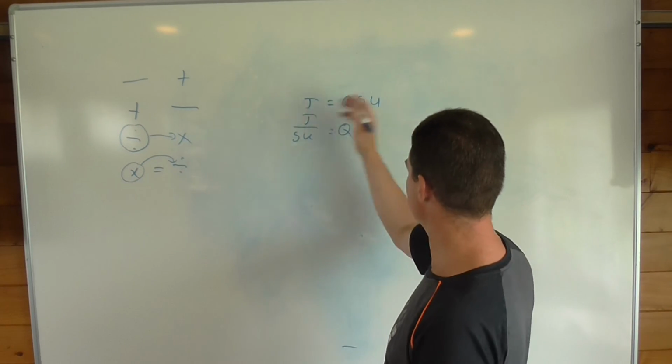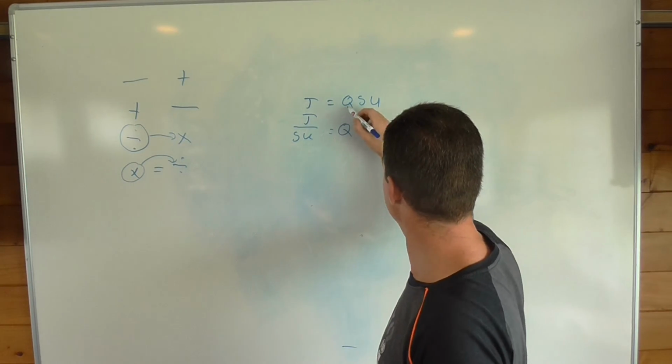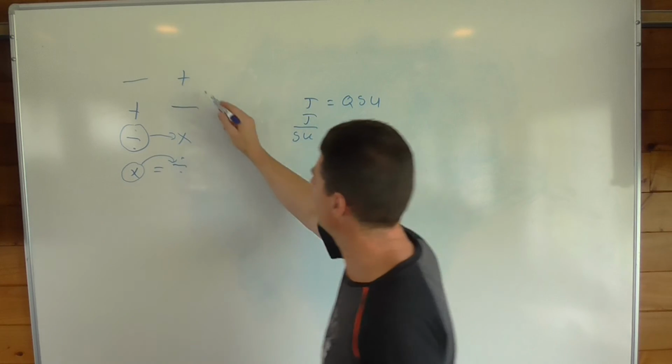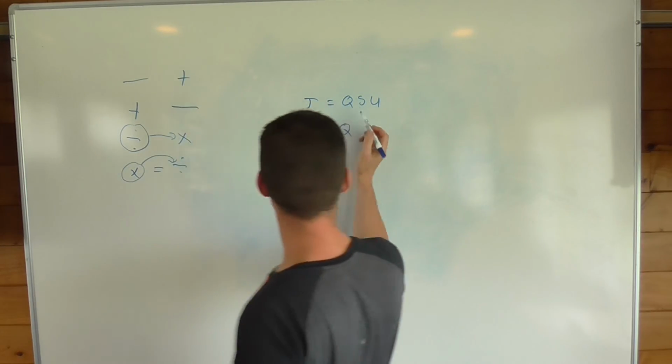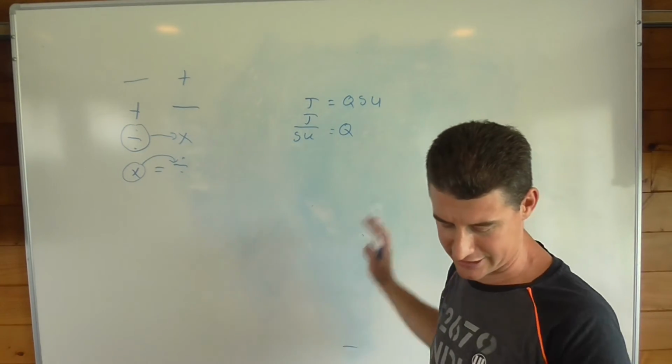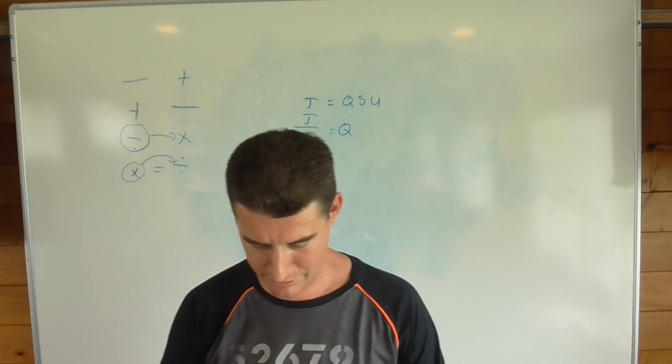Okay, so that's just the way that when you bring it over, it's the same rules that I've applied. If you multiply it on the one side, you just divide it on the other side. So that's just something you need to practice as well.